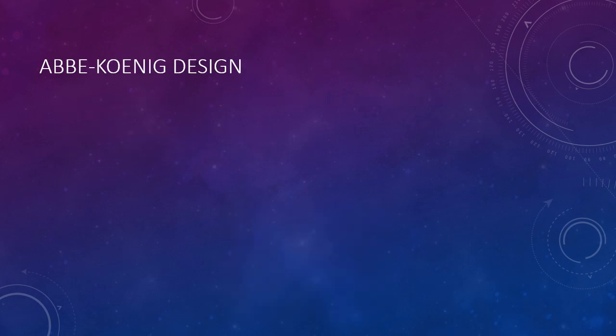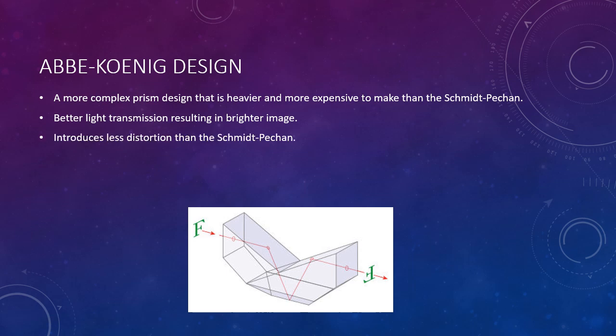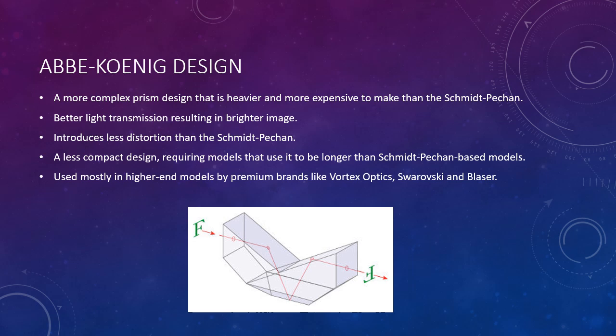Abbe-Koenig design. A more complex prism design that is heavier and more expensive to make than the Schmidt-Pichon. Better light transmission resulting in a brighter image, introduces less distortion than the Schmidt-Pichon, a less compact design requiring models that use it to be longer than Schmidt-Pichon based models, used mostly in higher-end models by premium brands like Vortex Optics, Swarovski, and Blazer.